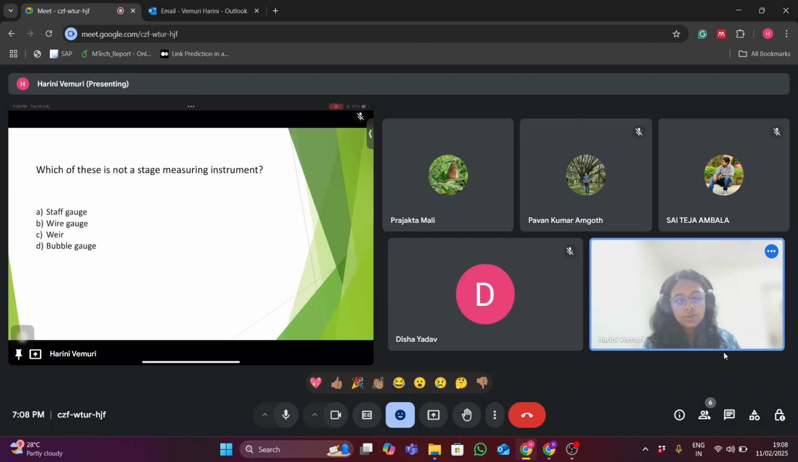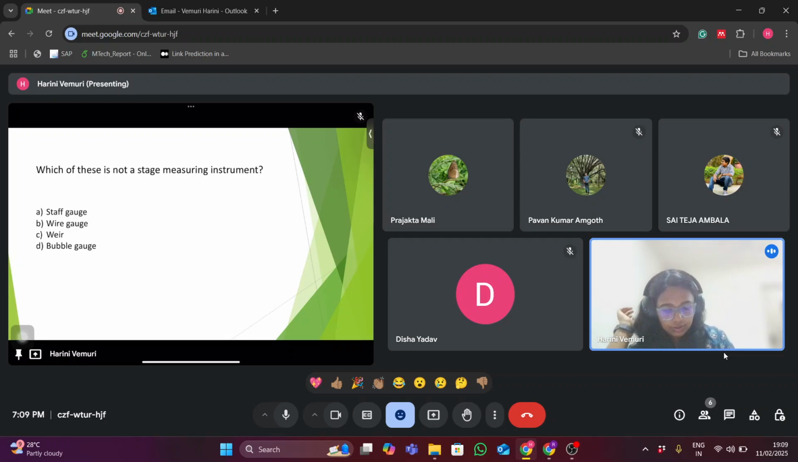And the next question is, which of these is not a stage measuring instrument? So the first one is staff gauge. We discussed that it is a vertical ruler which is used for measuring the stage. And the second option, wire gauge, is also used for stage measurement. And we have weir and bubble gauge. Even in a bubble gauge, we measure the stage, right? By sending compressed air through the channel. So the option is weir. Weir is not used for stage measurement. We'll get the discharge measurement using a weir.